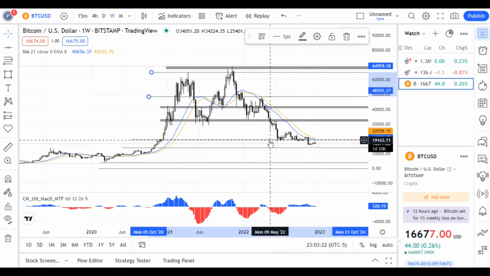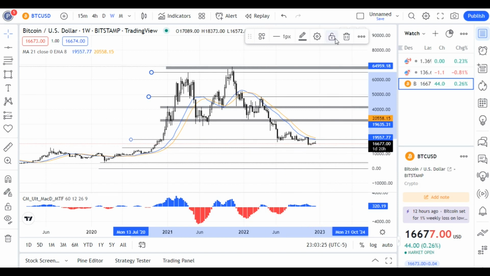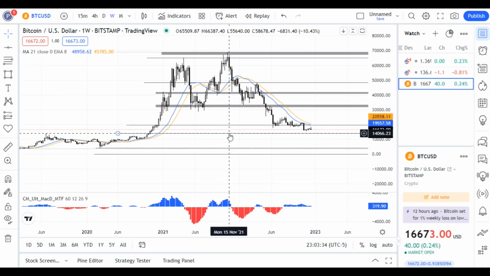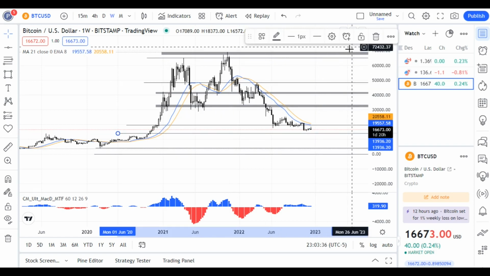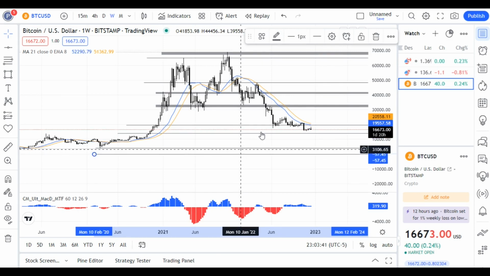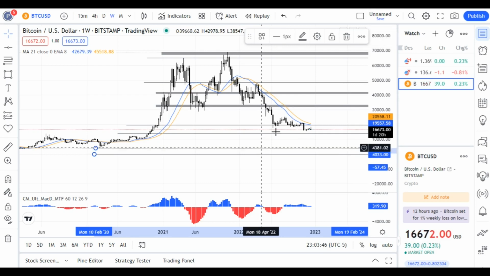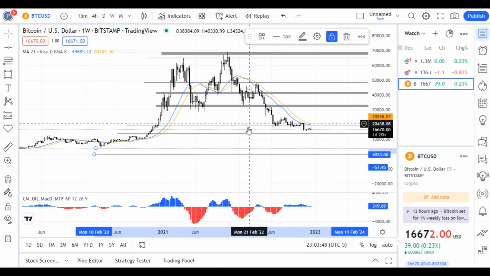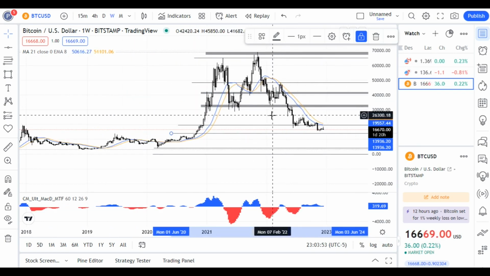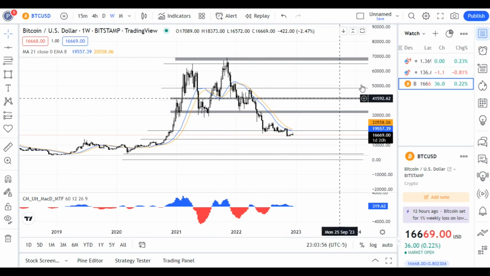Now we try to lock our levels. Select them together, as said earlier on: use the control key on the keyboard and the left button on the mouse to select two or more items simultaneously. So it's done. Lock it nicely. Okay, so now our levels are identified in the weekly time frame.